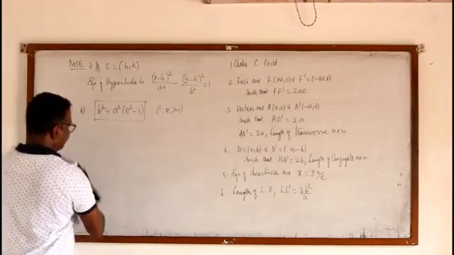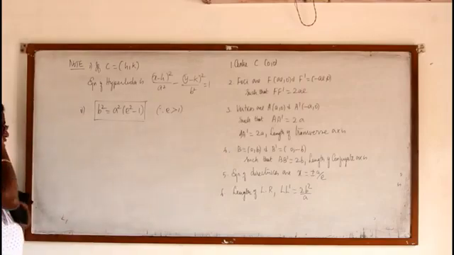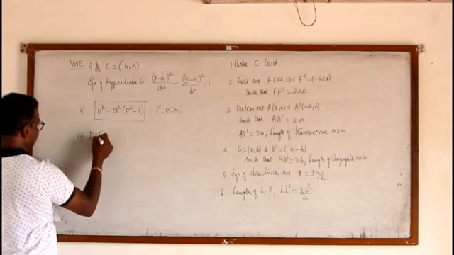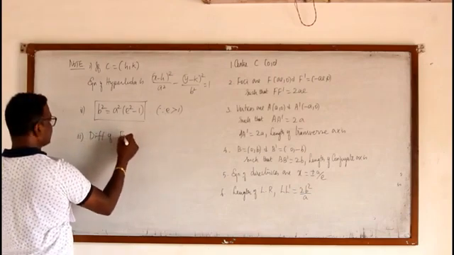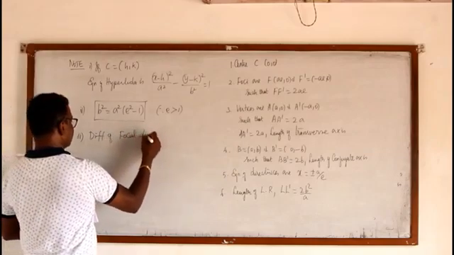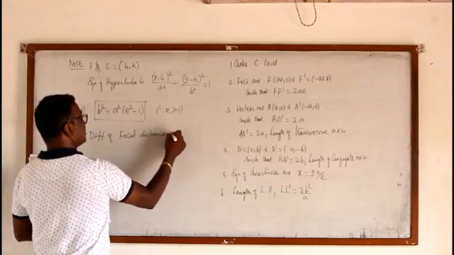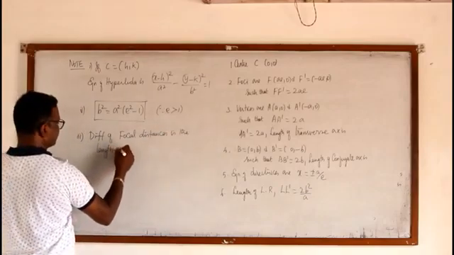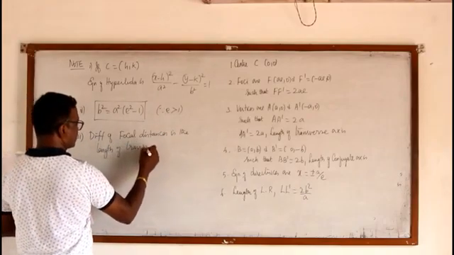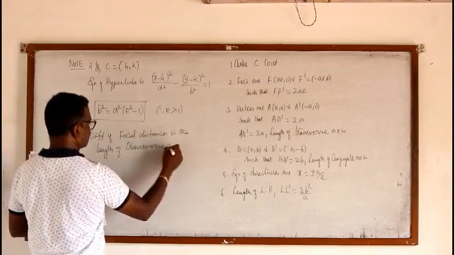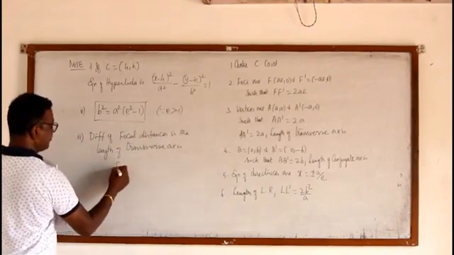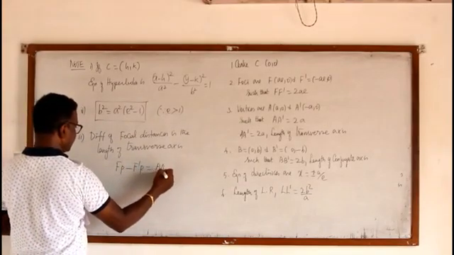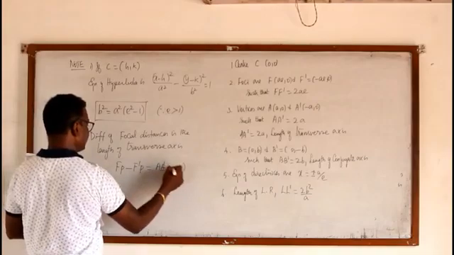And one more property we had from our ellipse is the sum of the focal distances, but here the difference of the focal distances is the length of the transverse axis. That is, F P minus F dash P equal to A A dash, which is 2a.